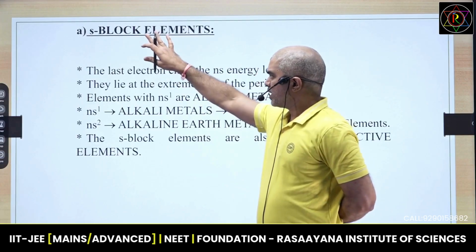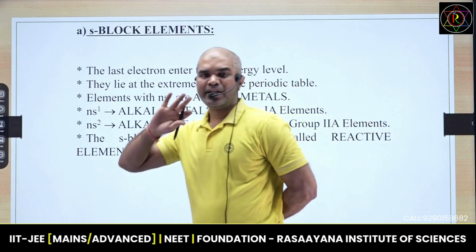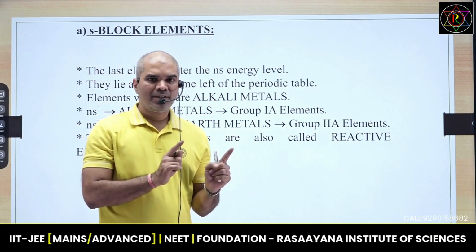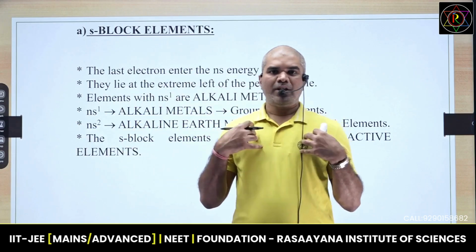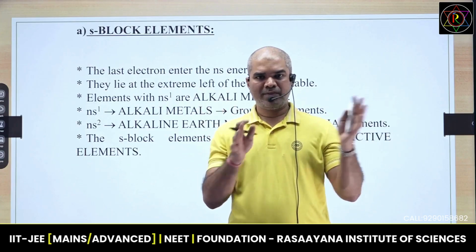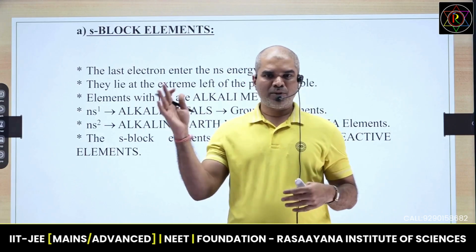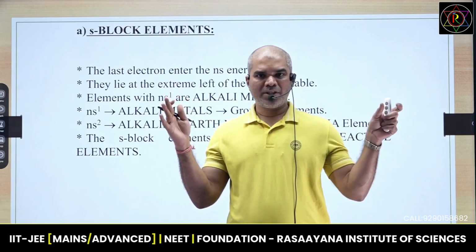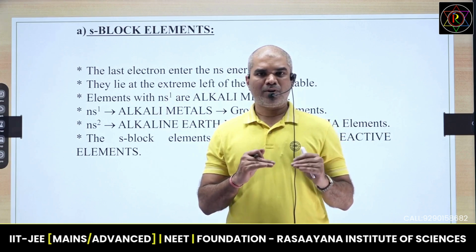First one, we call it s block element. As I told you, the last electron will be entering into s orbital. Therefore all these elements are classified under s block. When I say s block, it is the beginning block. If I take a look at the periodic table, we have the left portion, the middle portion, the right portion and the bottom portion. From your side, the left portion is your s block, the middle portion is the transition elements, the right portion is the p block, and the bottom portion will be f block.